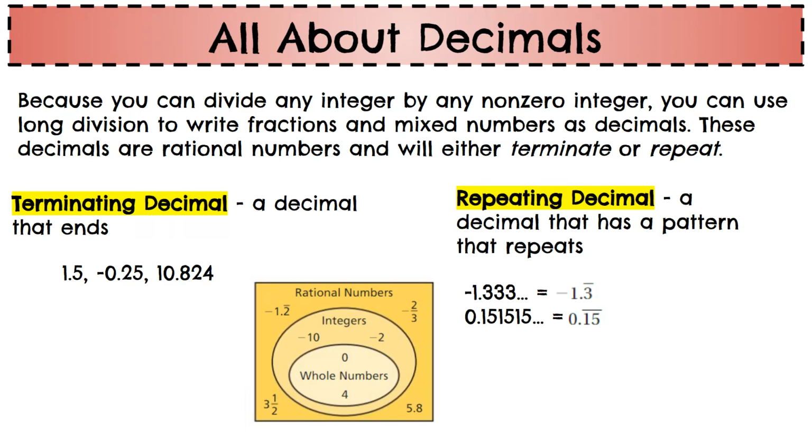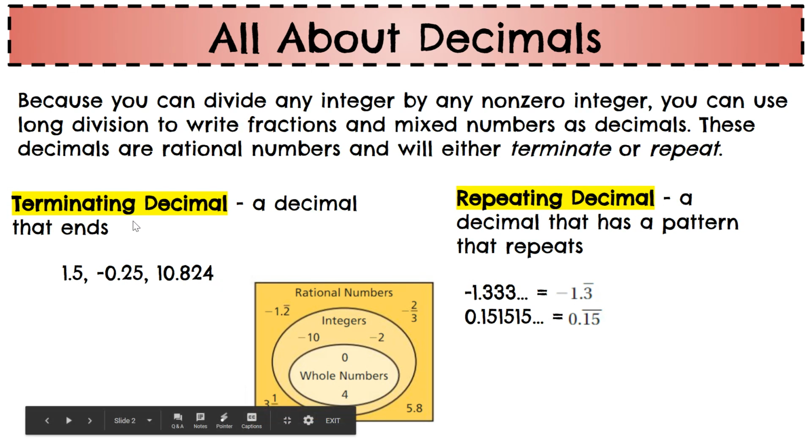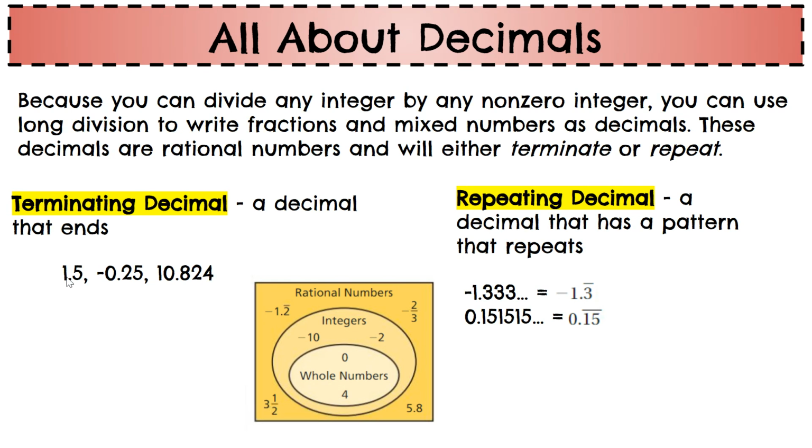So talking about decimals, because you can divide any integer by any non-zero integer, which just means a number that's not zero, you can use long division to write fractions and mixed numbers as decimals. These decimals are rational numbers and will either terminate or repeat. So we can see the difference between a terminating decimal, which is a decimal that ends. So 1.5 doesn't have any other numbers after that 5, so it terminates or ends.